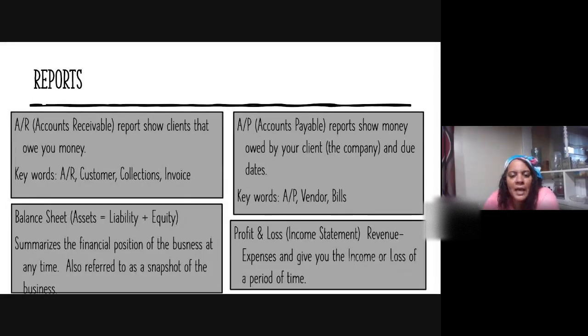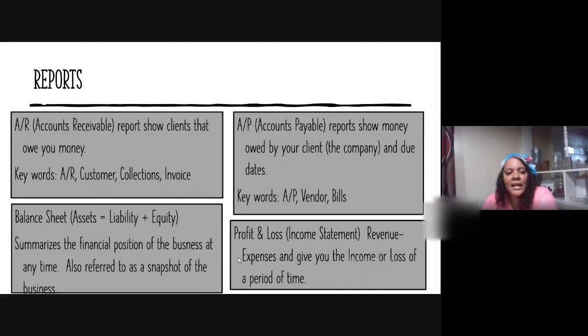So I put together just kind of a little snapshot of the reports that you might see on this exam. AR, as I said, stands for accounts receivable, and that report shows clients that owe you money. Keywords to any account receivable or customer reports would be AR, customer, collections, or invoice. Then you have A/P, that stands for accounts payable. Accounts payable reports show money that is owed by your client or company and the due dates that those monies are owed. Keywords for accounts payable reports would be AP, vendor, and bills. By the way, on the exam, you will see it as A/P. They won't write out accounts payable.